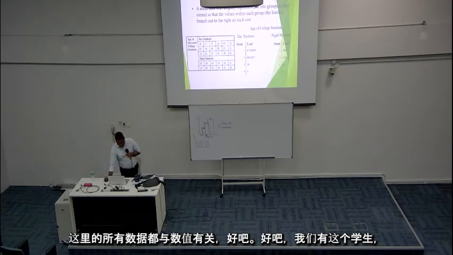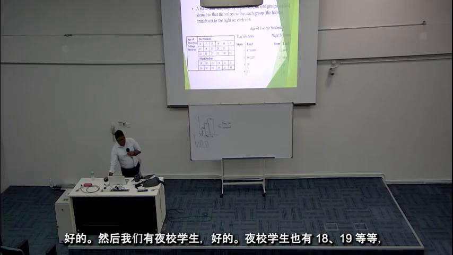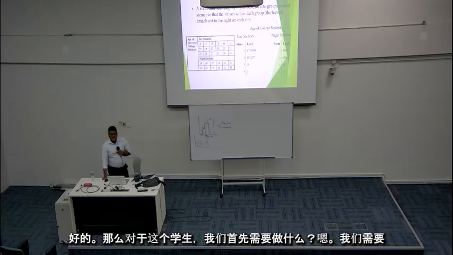You can see all the data here are numerical. We have day students and night students. Day students are 16, 17, 18 and so on. Then we have night students, also 18, 19 and so on.